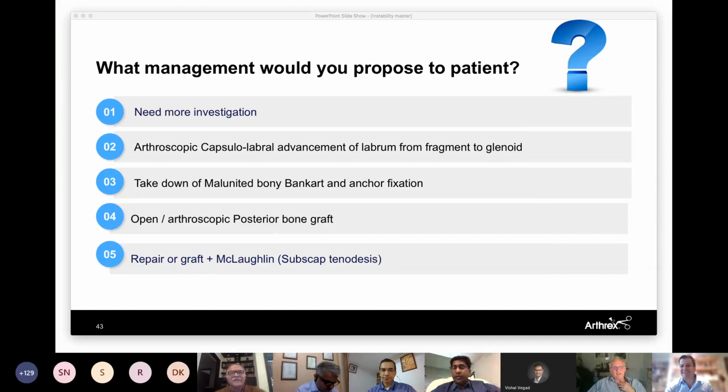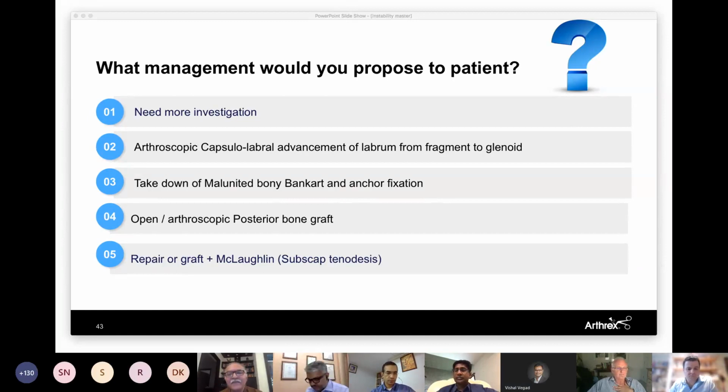Vish, do we have the results there? Yeah, Mark, it's been interesting to see as the conversations progressed. It was almost 50-50, but 63% are suggesting that they would take down the malunited bone and fix it with an anchor. And then 31% are saying an advancement of labrum from the fragment to the glenoid. Okay, that's interesting. I think if you're in France or in Europe, you would definitely go for a bone graft.